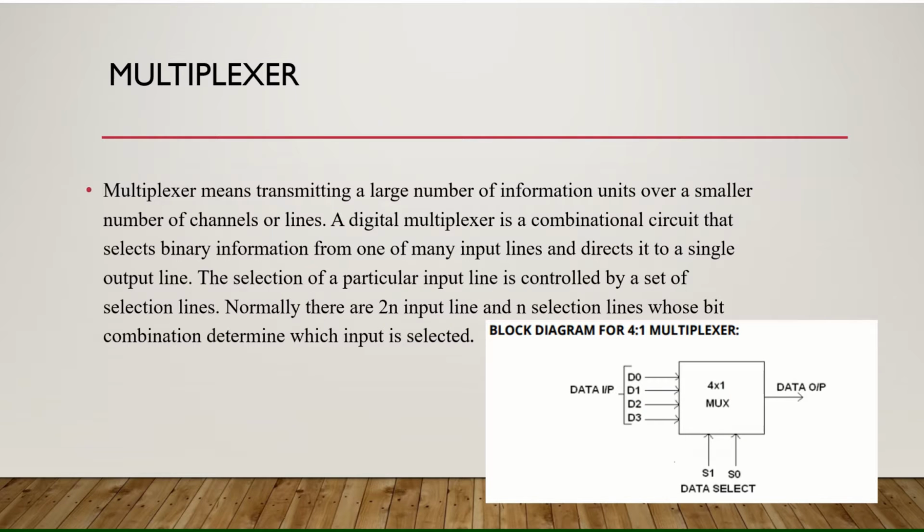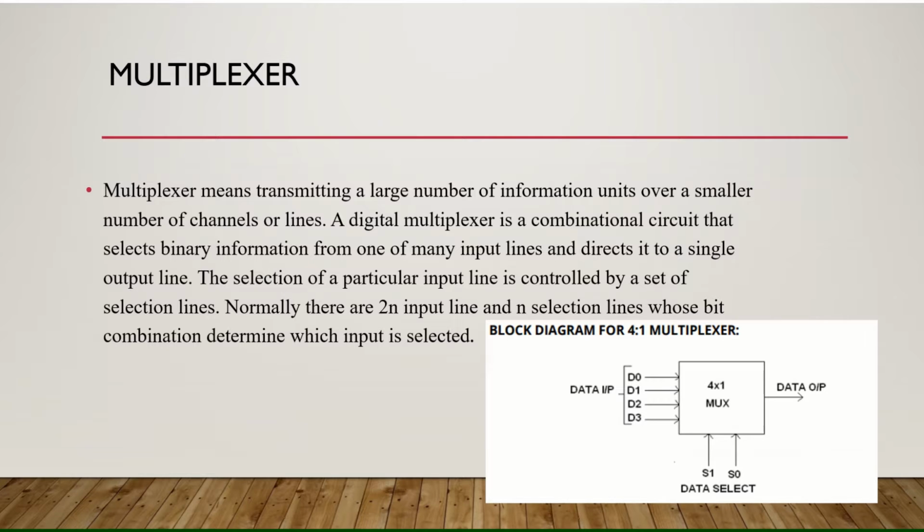First, what is meant by multiplexer? A multiplexer means transmitting a large number of information units over a smaller number of channels or lines. A digital multiplexer is a combinational circuit that selects binary information from one of many input lines and directs it to a single output line.